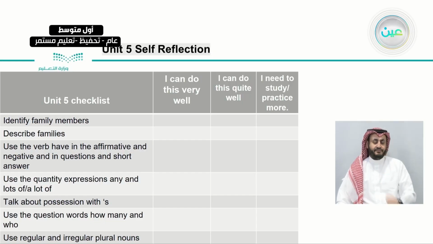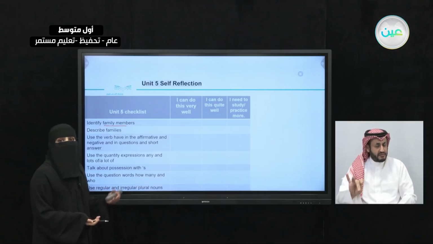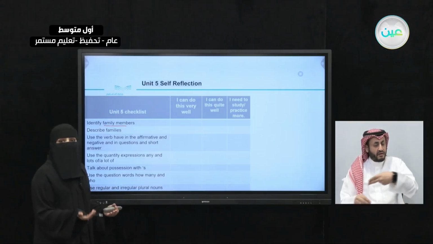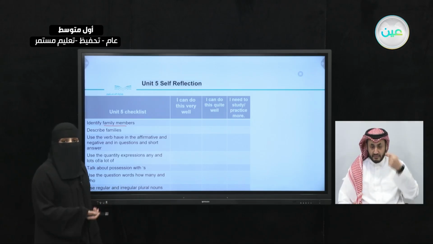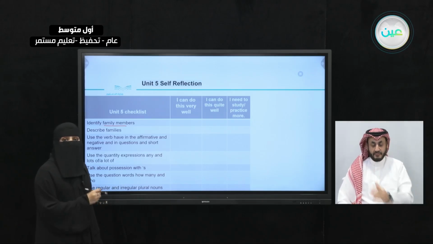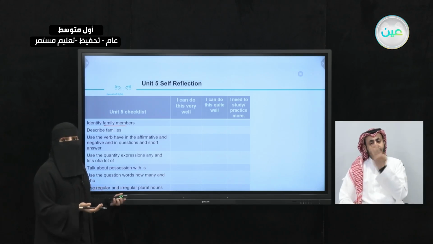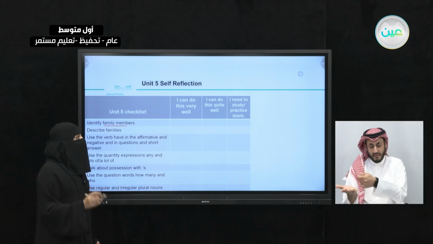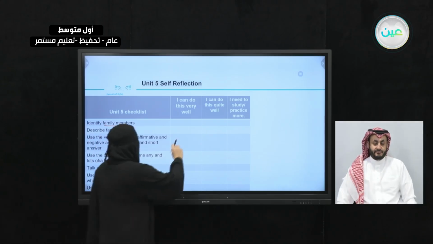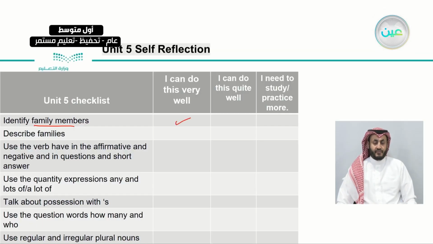How about the first one, identify family members? How was that? Is it easy for you to know who's the nephew, cousin, aunts, uncles? Were you able to do that? Writing it with a correct spelling and know who is which? How was that? If you feel I can do this very well, congratulations, put yourself a check right here. If you feel you can do this quite well, you can put yourself a check, or maybe you need to study or practice more. Second one, describe families.